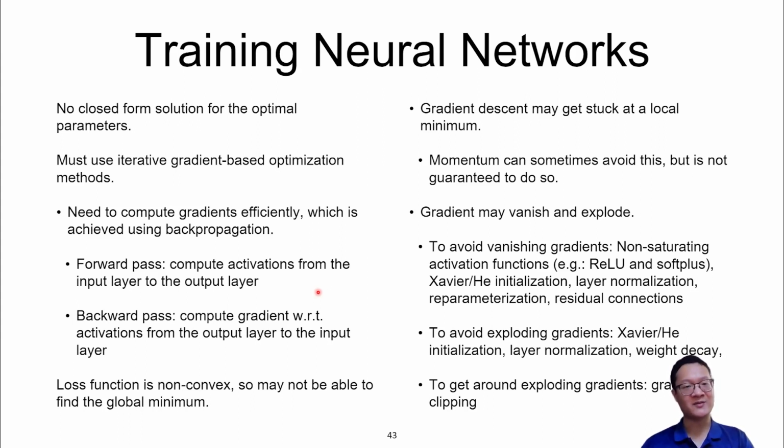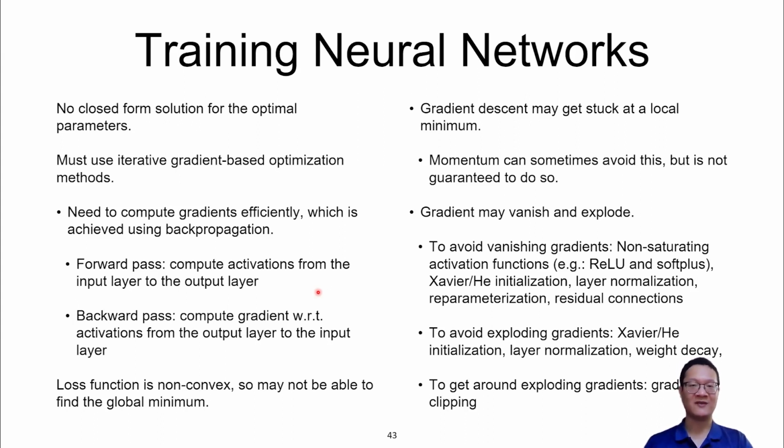The most basic algorithm for iterative optimization is gradient descent. And again, gradient descent may get stuck at a local minimum, so there are more advanced variants like momentum, which can sometimes avoid this, but is not guaranteed to do so. We talked about several of these algorithms, including Adam, AdaGrad, and so on.